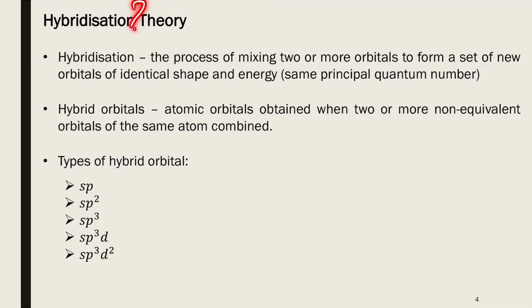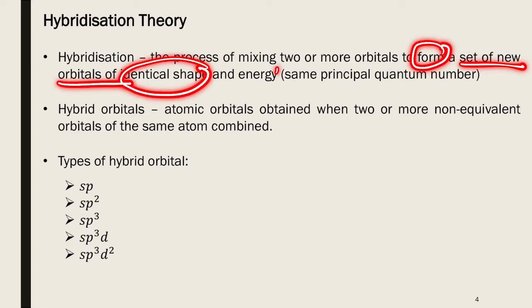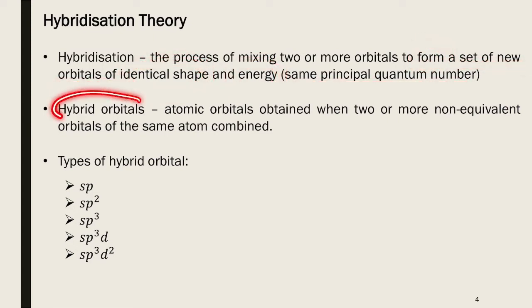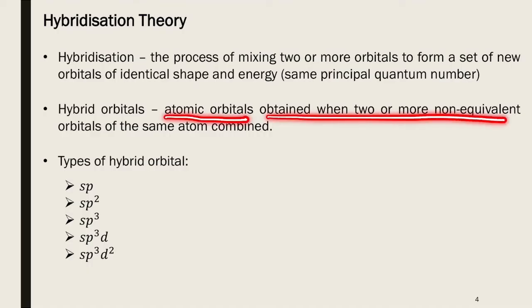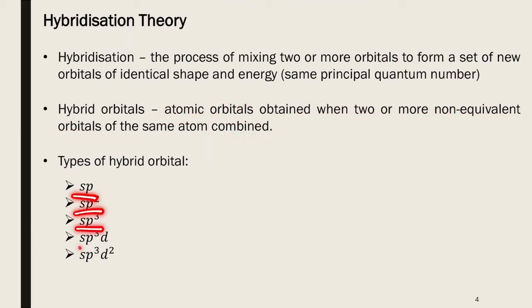So actually, hybridization is the process of mixing 2 or more orbitals to form a set of new orbitals of identical shape and energy. In other words, it has the same principal quantum number. And hybrid orbitals are the atomic orbitals that are obtained when 2 or more non-equivalent orbitals of the same atom combine. So actually there are 5 types of hybrid orbital, which are sp, sp2, sp3, sp3d and also sp3d2.